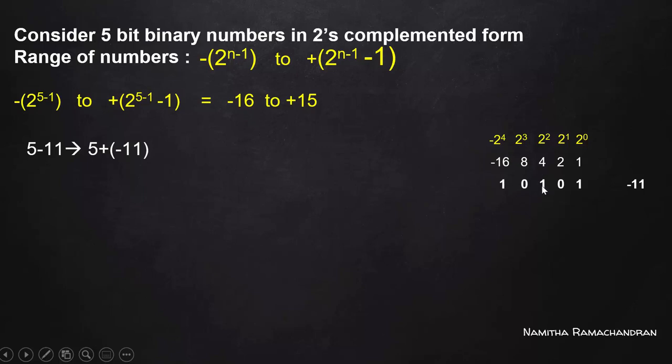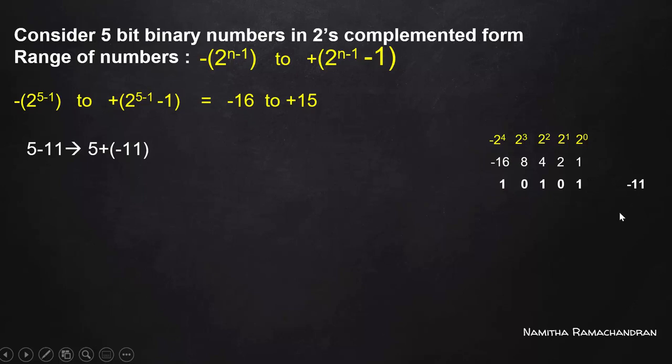So put 1 in this location, in this location, here and here, and the remaining 2 locations are kept with value 0. So this is the binary representation in 5 bits for minus 11.